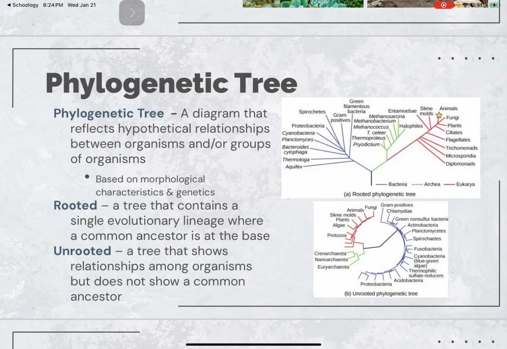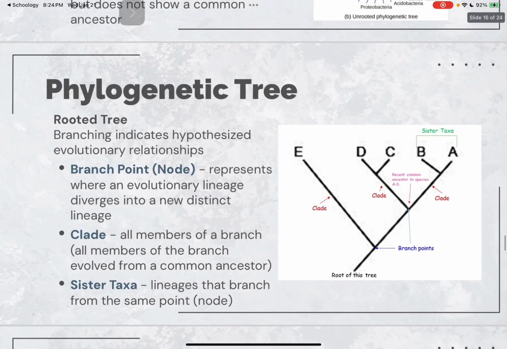An unrooted tree shows relationships among organisms, but it doesn't show a common ancestor, and there could be a number of reasons for this. We might not have the evidence to prove a common ancestor. We might not even have a common ancestor, but we can prove relationships between the more recent organisms. There's a number of reasonings for this, but it doesn't discount either. These are just hypothetical relationships, again, based on the evidence that we have morphologically and genetically.